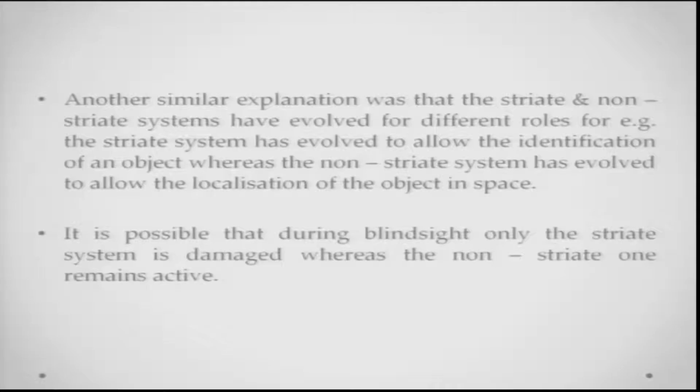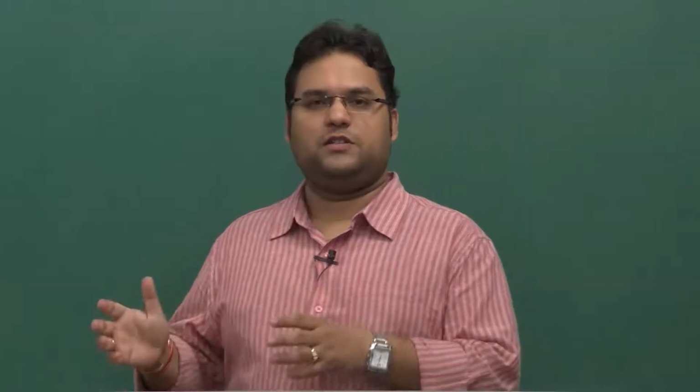The other similar explanation was that the striate and non-striate systems have evolved for different roles. For example, the striate system has evolved to allow for the identification of an object, whereas the non-striate system has just evolved for the localization of an object. It is possible that what is happening during blind sight is that only the striate system is damaged, whereas the non-striate system remains active and preserved, and that non-striate system is leading to the incidences of blind sight in patients having scotoma, patients having blind regions because of damage to the striate cortex.